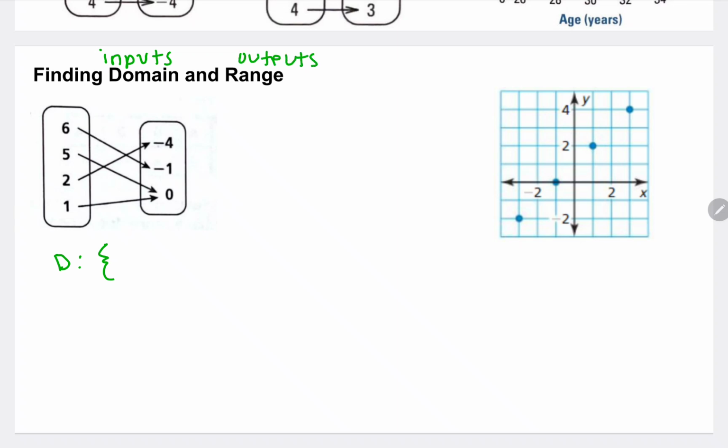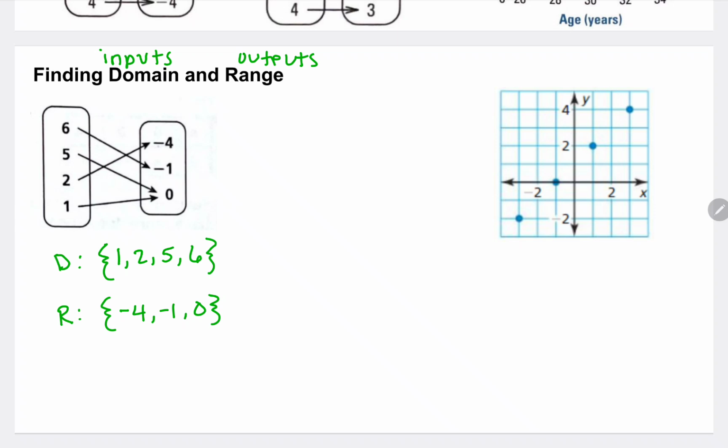So for this mapping diagram, we would do brackets. Brackets mean the set of. And so the numbers in the set of our domain include 1, 2, 5, and 6. I always write my set in numerical order. That's typically how you'll see it written. It's not technically wrong not to, but that's how I like to do it. The range includes -4, -1, and 0. Those are all of the possible outputs.